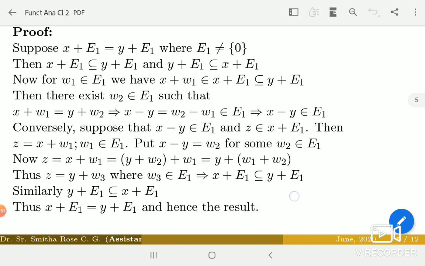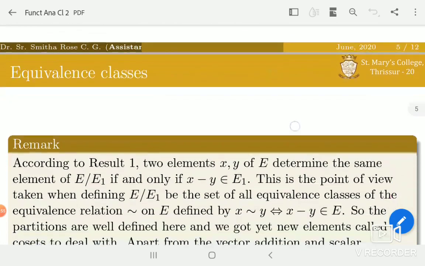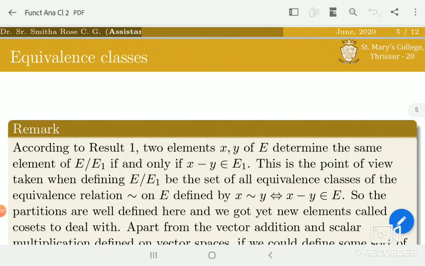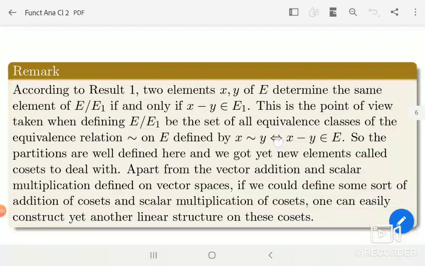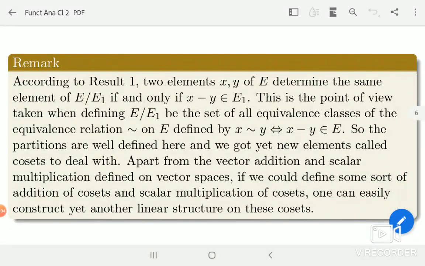This is a very important result, because using it we are going to define the equivalence classes. In order to form the quotient space, we have to partition the entire vector space into cosets. By partitioning itself, equivalence classes come to our mind, no? So according to result 1, two elements x and y of E determine the same element of E by E1 if and only if the difference of x and y is in E1, that is, in the subspace.